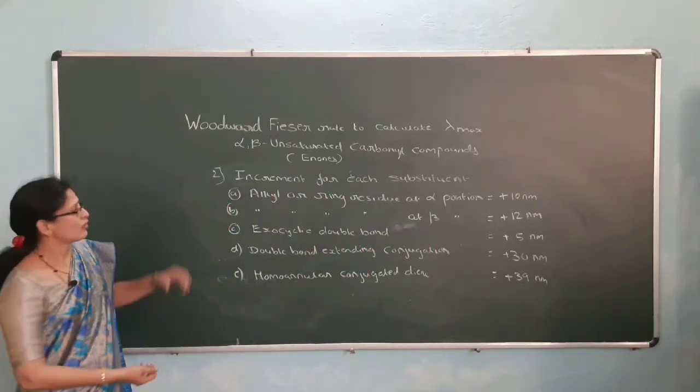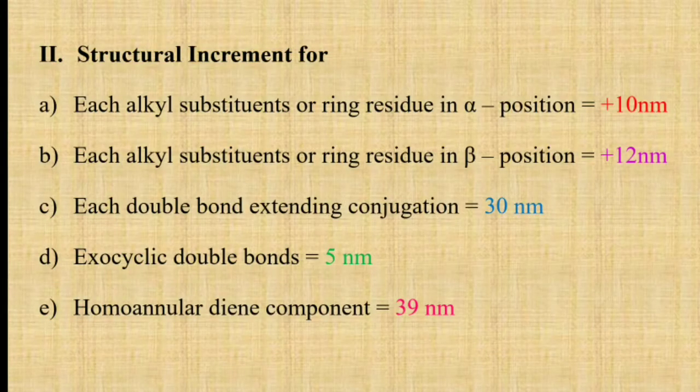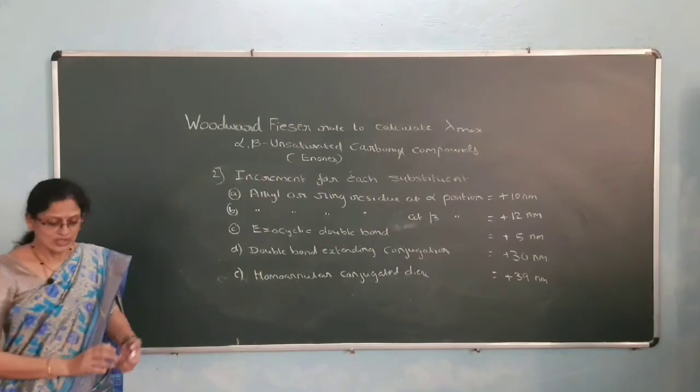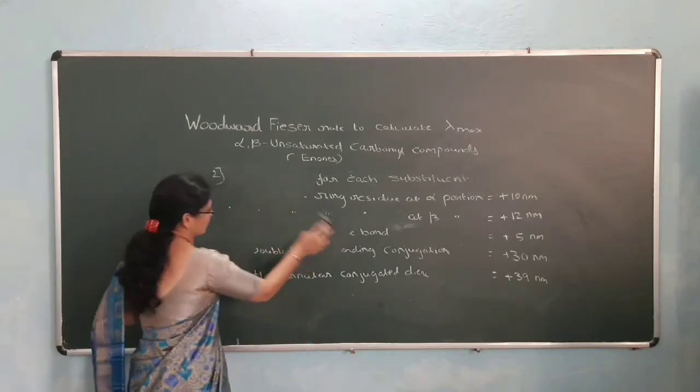Then you have to check for the increment for each substituent. If the alkyl group or ring residue is at the alpha position, you add plus 10. If it is at the beta position, then plus 12. Exocyclic double bond is plus 5 nanometer, a double bond extending the conjugation is plus 30, and a homoannular conjugated diene is plus 39 nanometer, which you have to add to the parent value. We'll move to the next, the third one, presence of auxochromes.